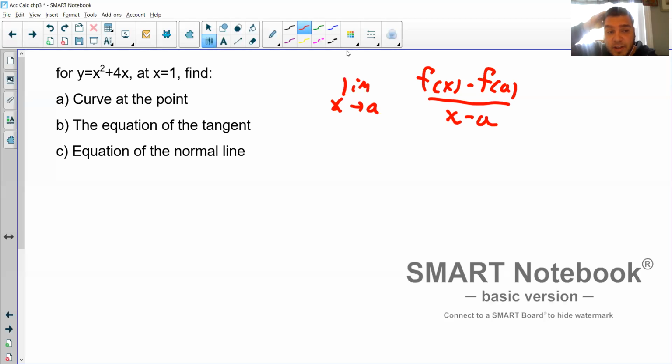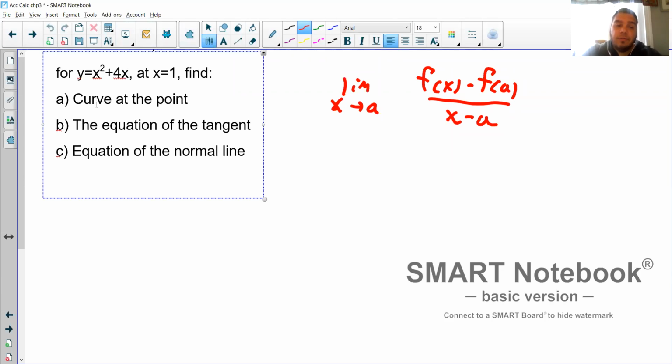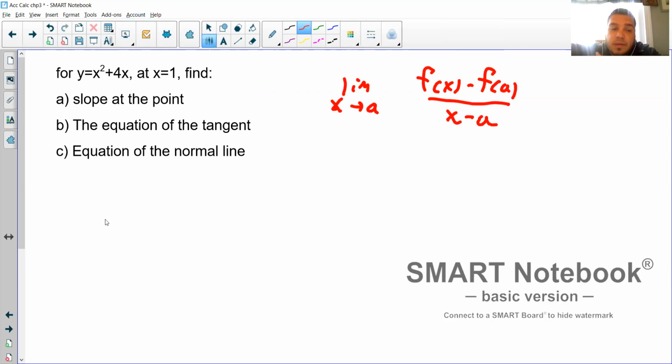So your question is on the left. For y equals x squared plus 4x, at x equal 1, find the slope of the point, the equation of the tangent, and the equation of the normal line. Now, the curve of the point and the slope of the point is the same thing, but because I'm particularly talking about making equations, I'm just going to use the word slope.